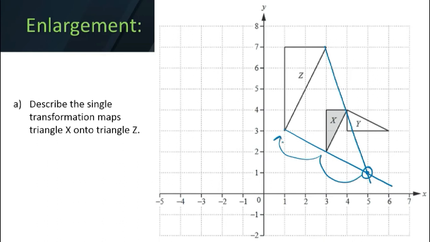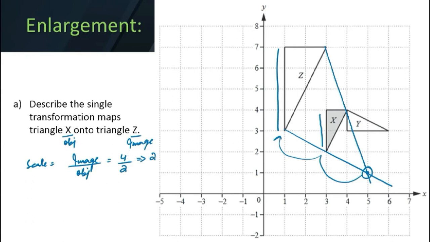Now to find the scale factor, as I have told you in the last question, here X is the object and Z is the image. So the formula of a scale factor is image divided by object. So if we take the same one side of the object and the image, here if we take this side from the image, here we have 1, 2, 3, 4 boxes. 4 divided by, if we take the same side of the object, here we have 2 boxes. So we will divide this by 2. So the scale factor is 2, and it is positive 2 because the object and image are on the same side of the point of enlargement.